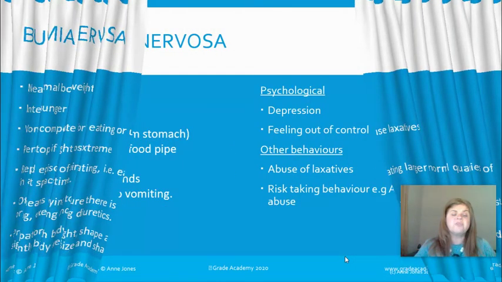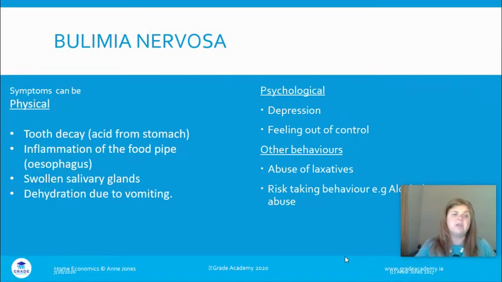So there are three different ways in which the symptoms, I suppose, can materialize, and they're the physical one, first of all, such as tooth decay, which is the acid from the stomach. You have the inflammation of the food pipe, which is the esophagus, because when you've been inducing the vomiting, you have the acid from the stomach coming up through the esophagus. Your teeth also will be affected, and your gums and swollen salivary glands. Dehydration due to vomiting. Then you have some psychological depression, feeling out of control, and then other behaviors can be abuse of laxatives in order to control the weight. And then there's risk taking behaviors such as alcohol and drug abuse.